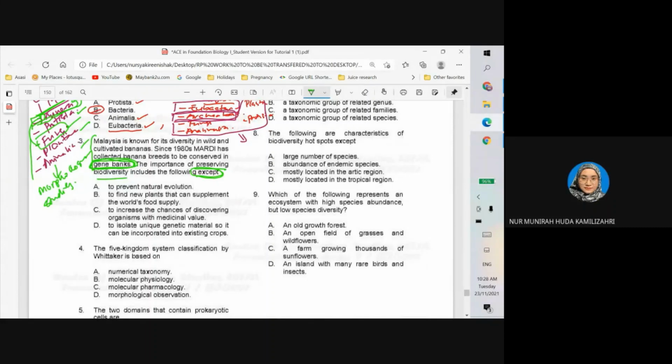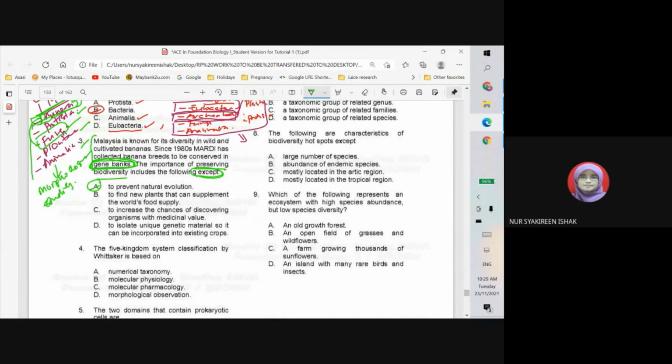No. Okay, no. Kan? So to prevent natural evolution, tak boleh. Natural evolution dia berlaku dengan sendirinya. Kan? So you cannot control. It is not under ex situ conservation. Lagilah bawah bukan ex situ. You cannot control it. Okay, so the answer will be A lah kan.